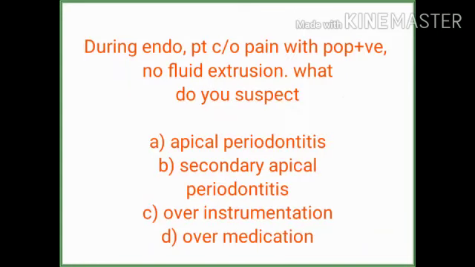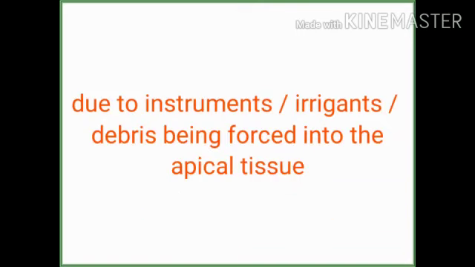Moving on to our next question. During endo, the patient complains of pain with POP positive and no fluid extrusion. So what do you suspect in this situation? Apical periodontitis, secondary apical periodontitis, over-instrumentation or over-medication? The answer is over-instrumentation. It happens due to the instruments or irrigants or debris which are being forced into the apical tissue.